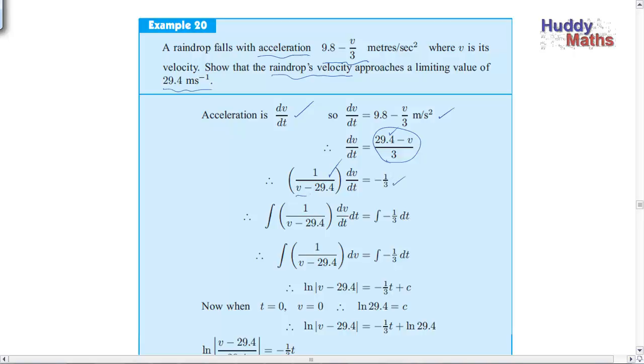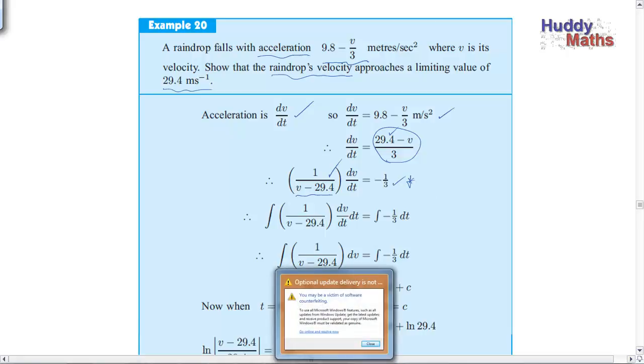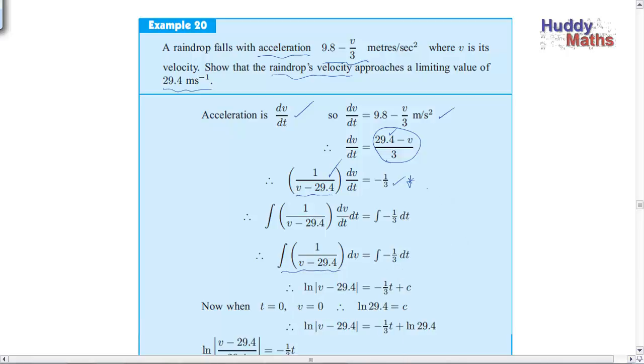And notice that what we've done, we've actually taken out the negative in front of v and left it over on this side. So it's a little bit simpler. You can, of course, put it across the other side as 1 over 29.4 take v, but then when you do the integration here, you'll have a negative coming out of it there. So you can please yourself whether you leave the negative there or take it over the other side.